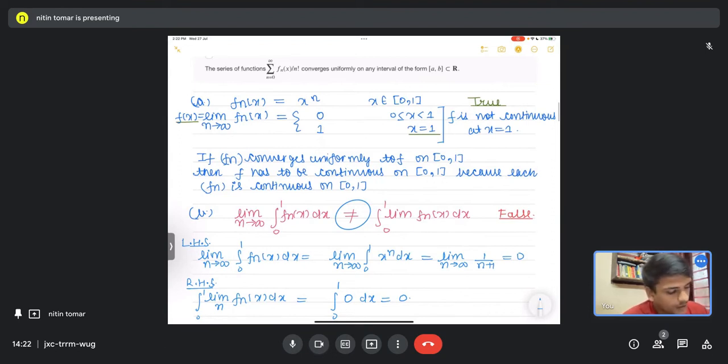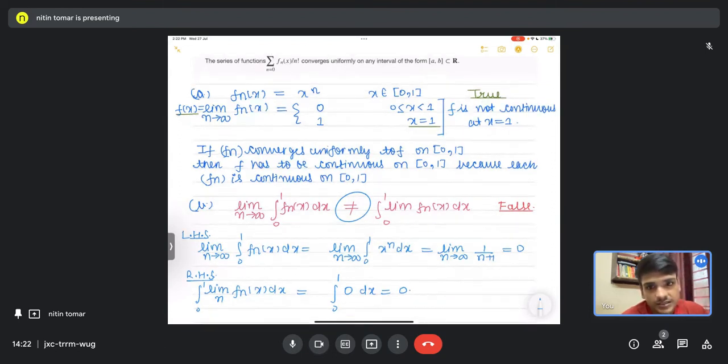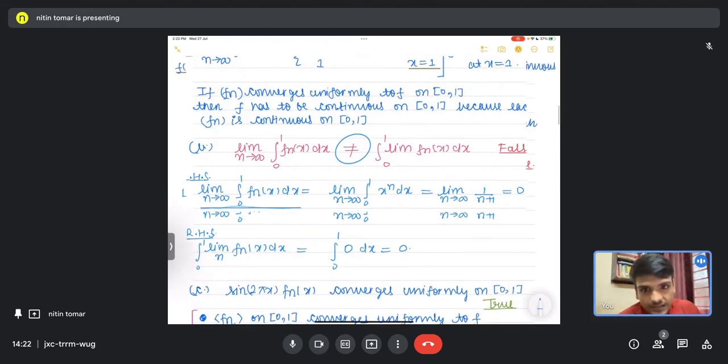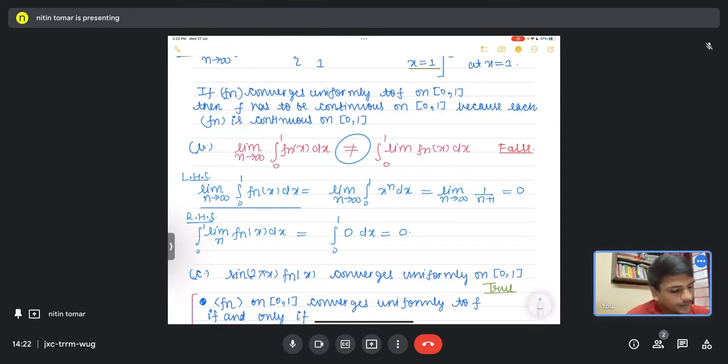this sequence of functions cannot converge uniformly to f. Now the second option is whether you can interchange the limit and integration. So we compute the LHS. The LHS is the limit of the integration of fn(x) dx. You put the value, we will get x^n. When we integrate, we'll get 1 upon n plus 1. So its limit as n goes to infinity is 0.